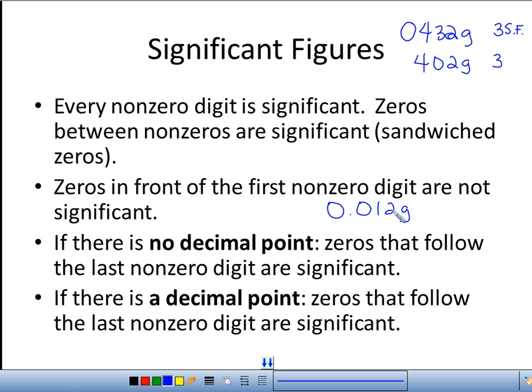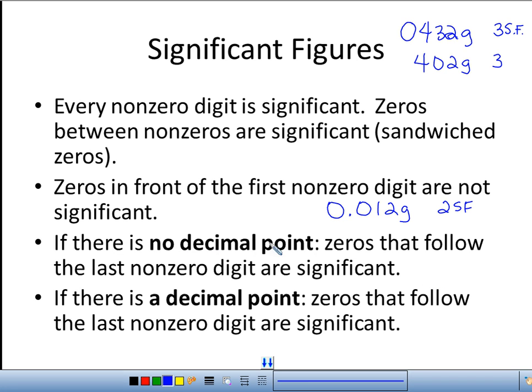This 1 and this 2 are significant. This 0 in the front of a non-zero digit is not significant, and neither is this one. It's a placeholder, and it does contribute to the value, but it doesn't contribute to the accuracy of the measurement. So we would say that number has 2 sig figs. All right, speaking of decimals, here's where decimals come into play, because you have to look at zeros after your non-zero digits. So zeros in the front are not significant. All right. Now the question comes, well, what about zeros in the back?